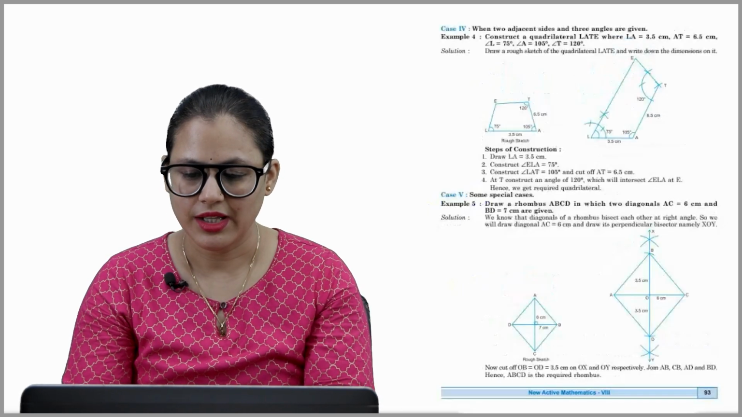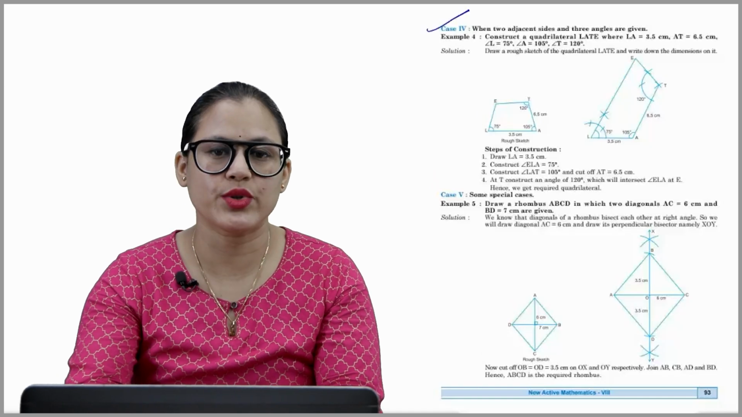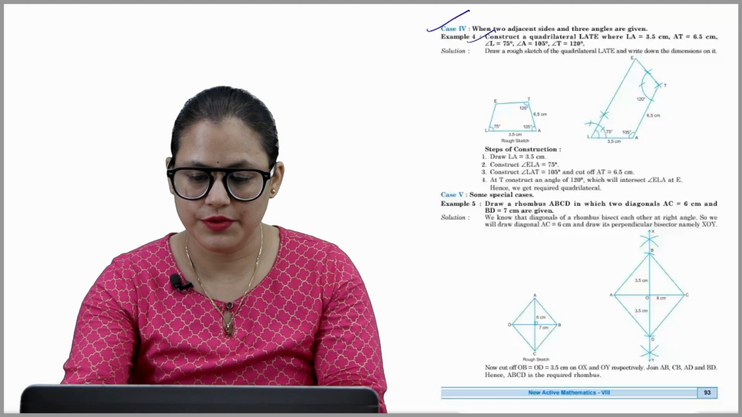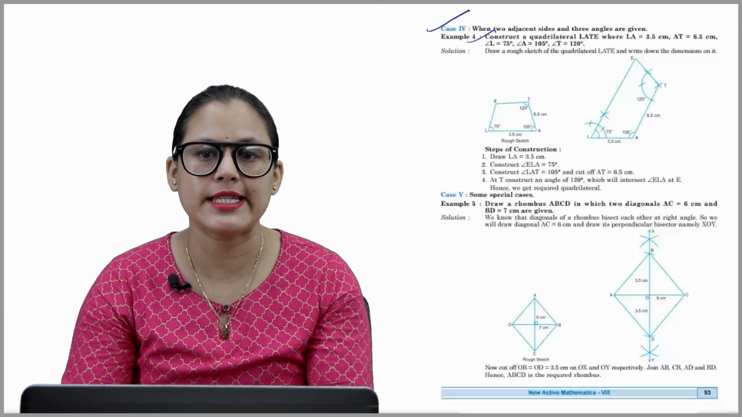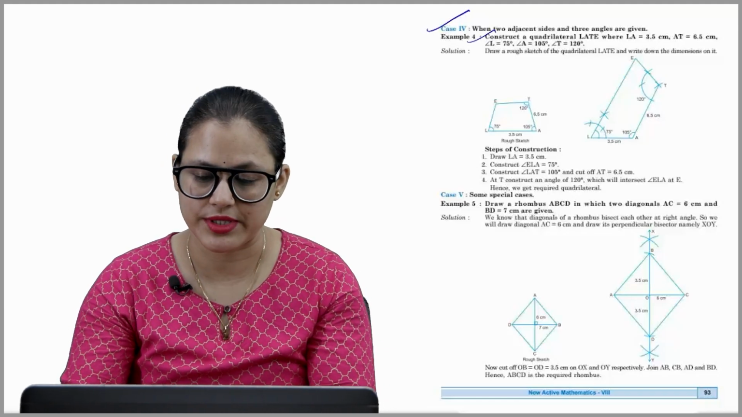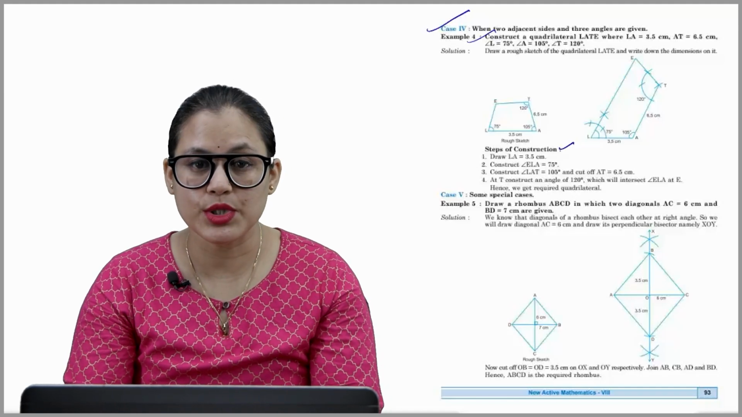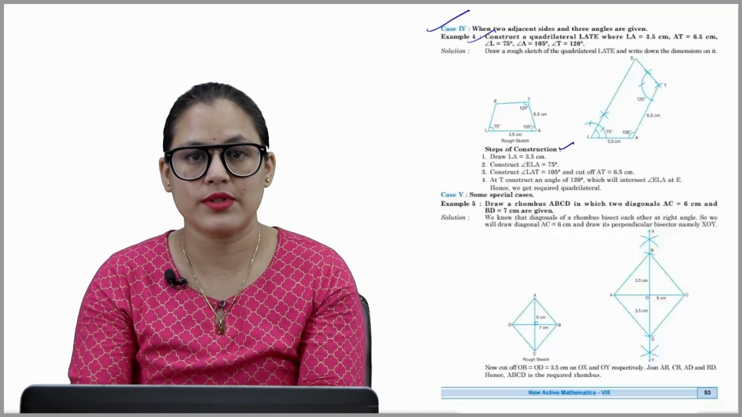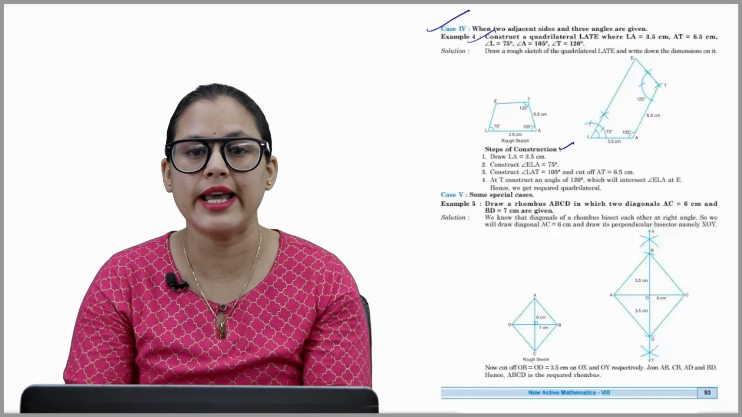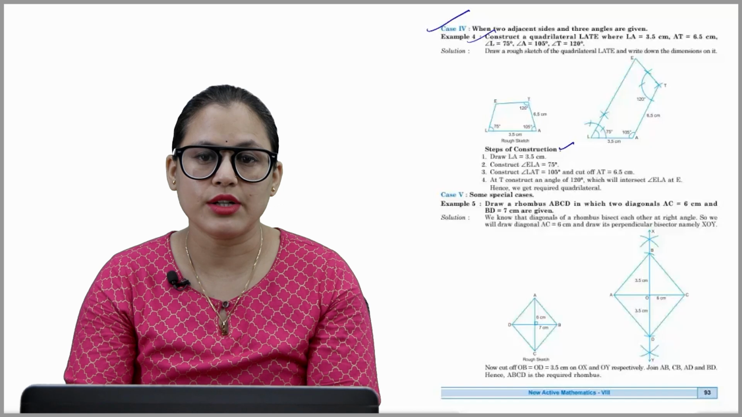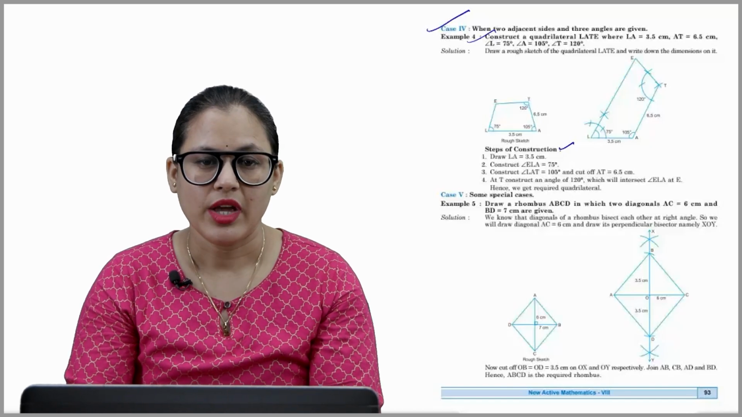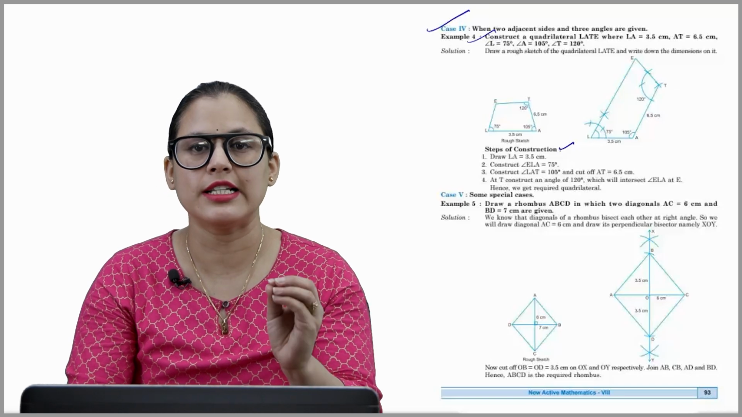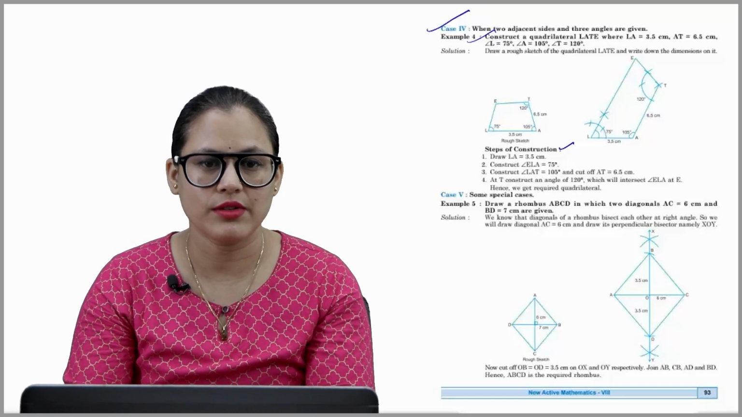Case 4, when 2 adjacent sides and 3 angles are given. Example is this. First, draw a rough sketch of the quadrilateral LATE and write down the dimensions on it. Now steps of construction. 1, draw LA equals 3.5 centimeter. 2, construct angle ELA equals 75 degree. 3, construct angle LAT equals 105 degree and cut off AT equals 6.5 centimeter. 4, at T, construct an angle of 120 degree which will intersect angle ELA at E. Hence, we get the required quadrilateral.